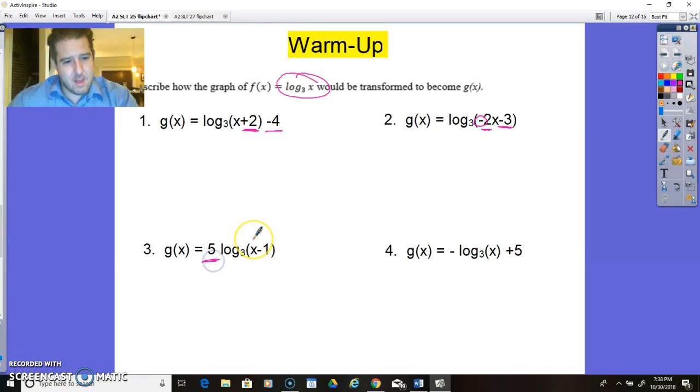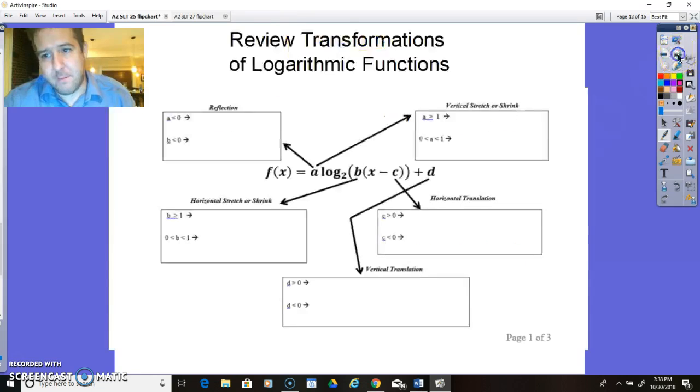So this 5 is a vertical stretch. The minus 1 is translating down 1. This is a reflection over the x-axis, and this is being translated up 5.